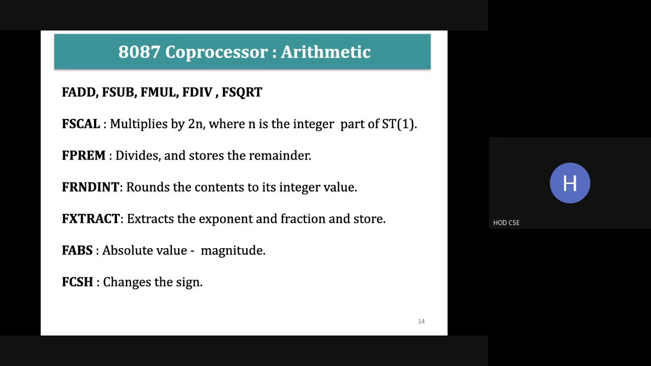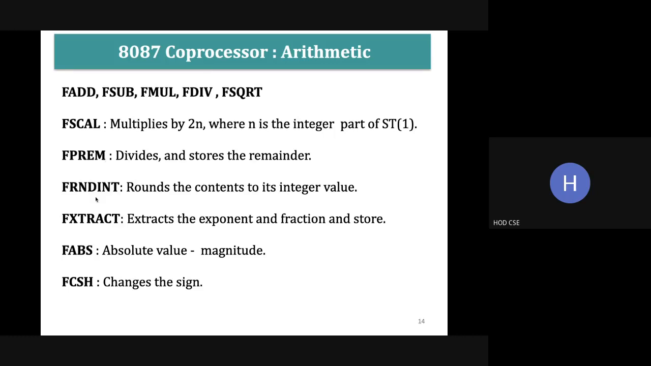So in the previous 86, as I said, the main register will be the accumulator. Suppose if you want to divide a data, one data must be in the accumulator, and the other data can be in any other register. Like this here, one data must be in the top of the stack, and the result will also be available in the top of the stack only.